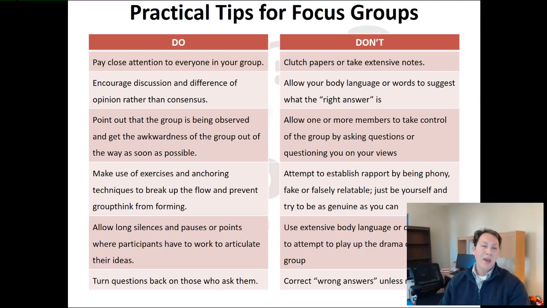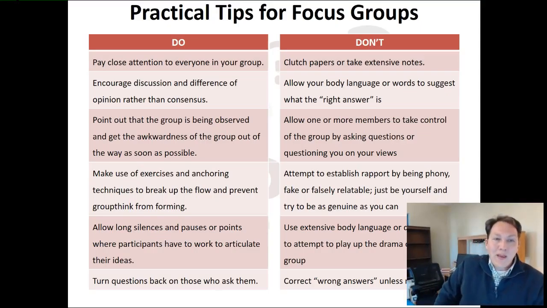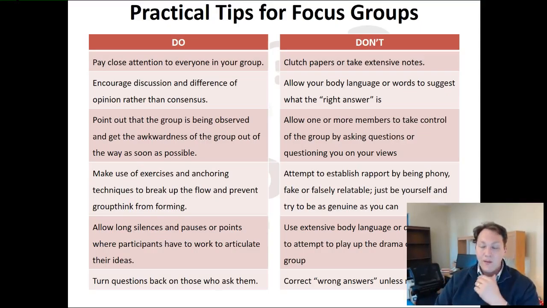Okay, do encourage discussion and difference of opinion rather than consensus. The point of a focus group is not to reach a consensus. In fact, you should have discussion and difference of opinion. If you don't, that means that you have something called groupthink that's set in, which we're going to talk about in the next lecture. So you do want to encourage discussion and difference of opinion.